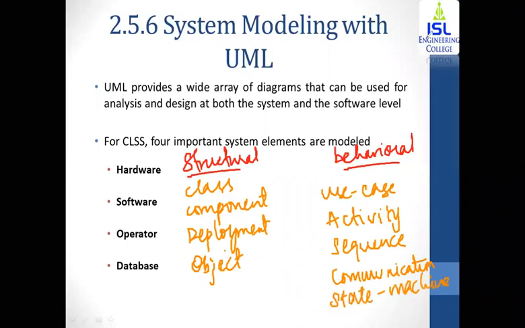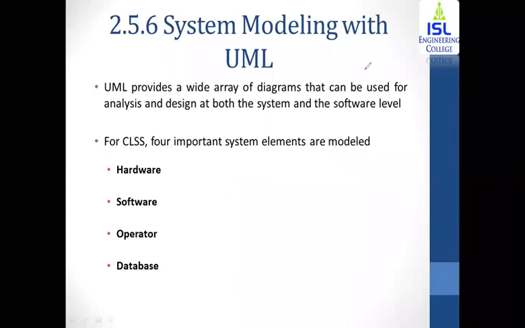Now combining all this, the diagrams that we're going to study are 9 diagrams. Within the syllabus, there are going to be a total of 9 diagrams. So the diagrams are divided into structural and behavioral. Those are called your UML diagrams. Now this UML provides a wide array of diagrams. We have discussed the 2 different types of diagrams. These can be used for analysis and for the designing part.